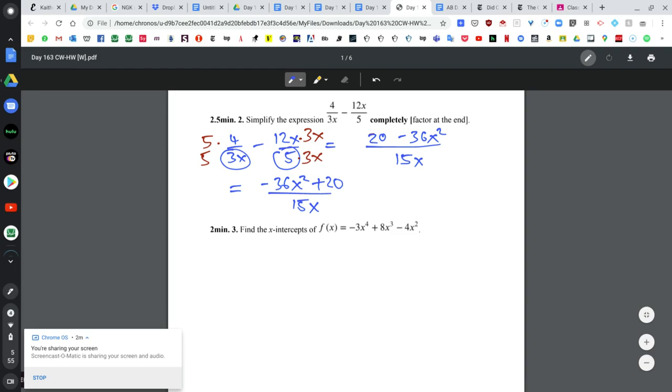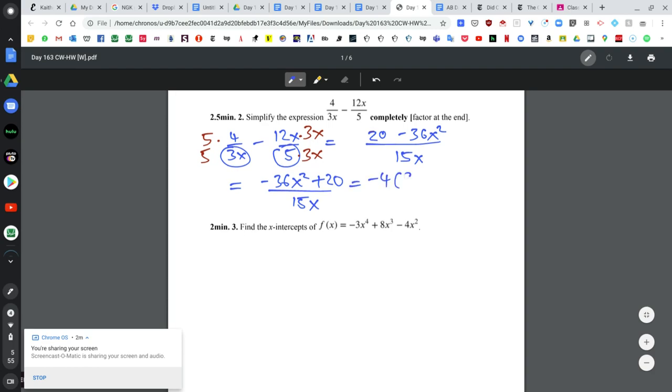What could I do next step? We could take out a negative 4. What will come inside then? 9x squared minus 5. What are your signs? All over 15x. And what does this remind you of? Difference of squares. So the absolute final answer is negative 4 times (3x minus radical 5) times (3x plus radical 5), all over 15x. Even if 5 is not a perfect square, we can use radicals and write it, because 5, after all, is radical 5 squared, correct? So that's your final answer.